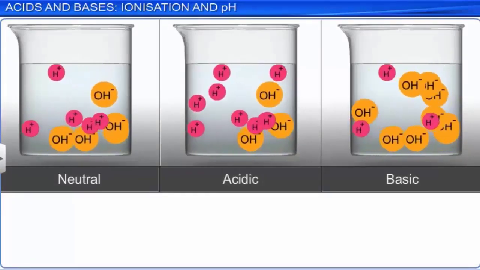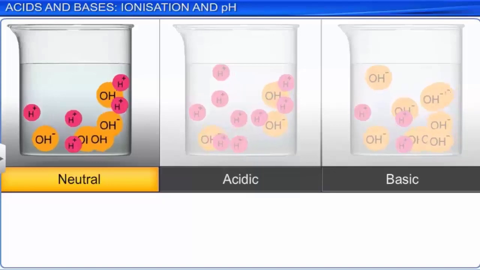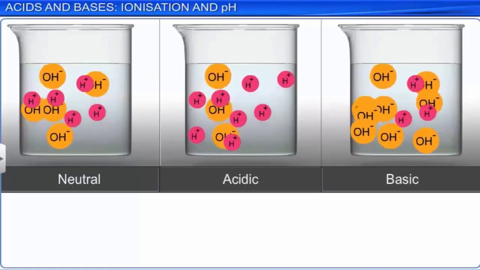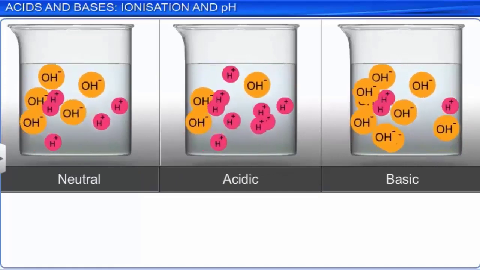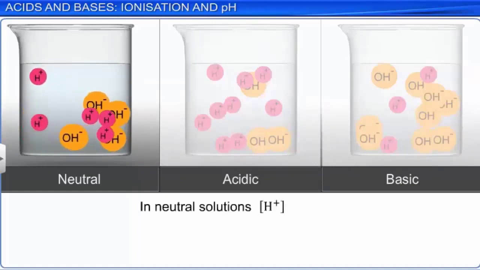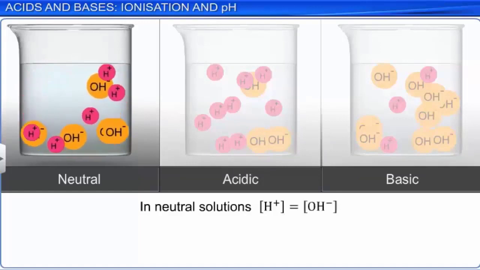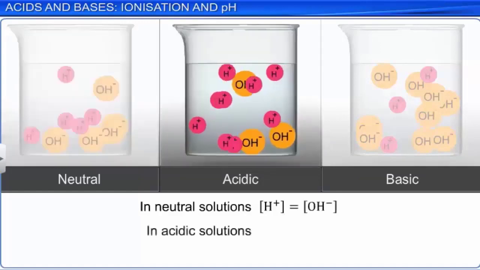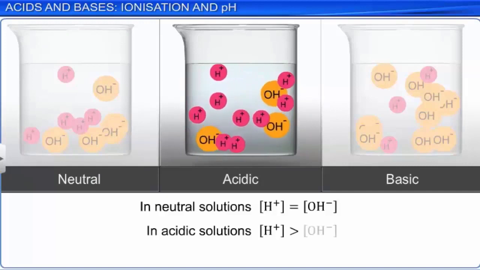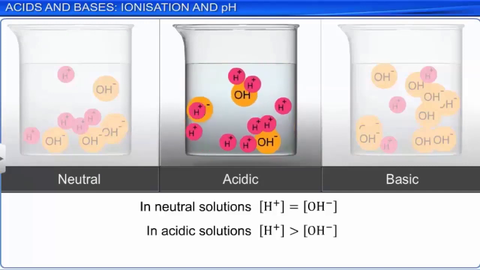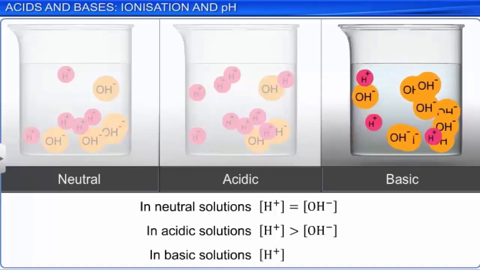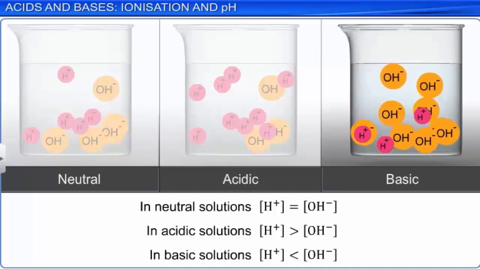The aqueous solutions of various substances can be divided into neutral, acidic or basic, depending upon the relative amount of H plus and OH minus ions. In neutral solutions, the concentration of H plus ions is equal to the concentration of OH minus ions. In acidic solutions, the concentration of H plus ions is greater than the concentration of OH minus ions. While in basic solutions, the concentration of H plus ions is less than OH minus ions.